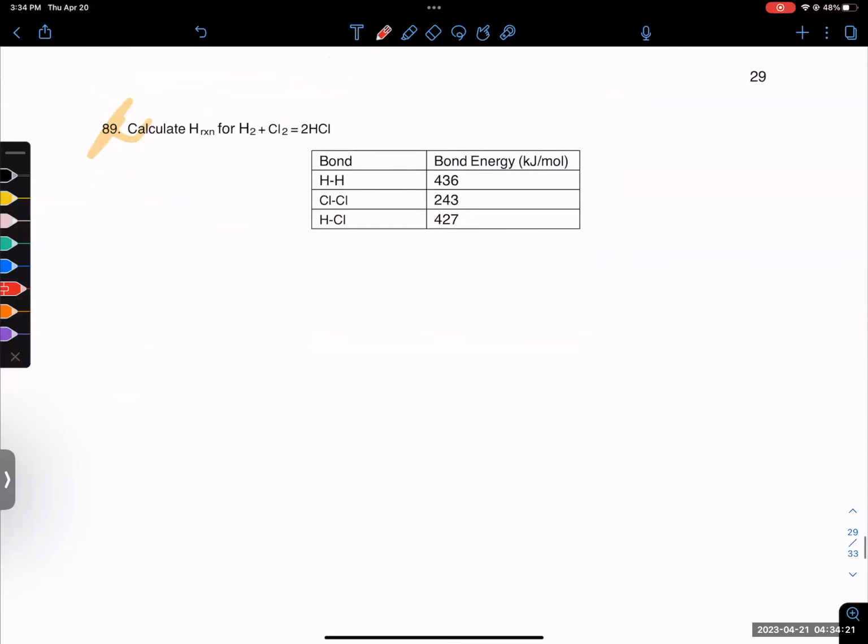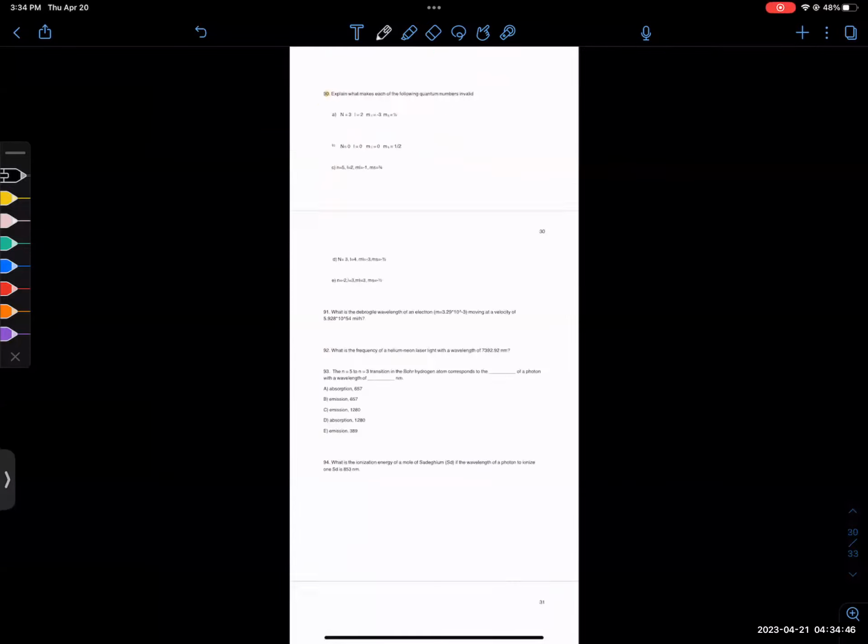Okay, calculate delta H. It should have a delta H, but it's the enthalpy of reaction for H2 and Cl2. That should be an arrow also. Combines to produce 2 molecules of HCl. And look at that, we had already balanced that for you.